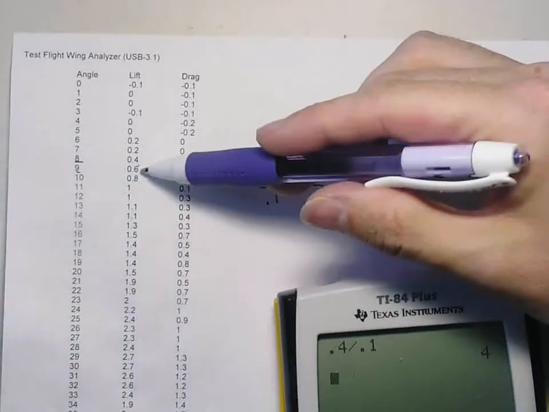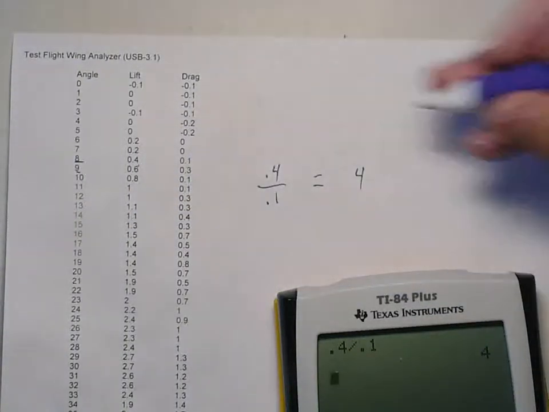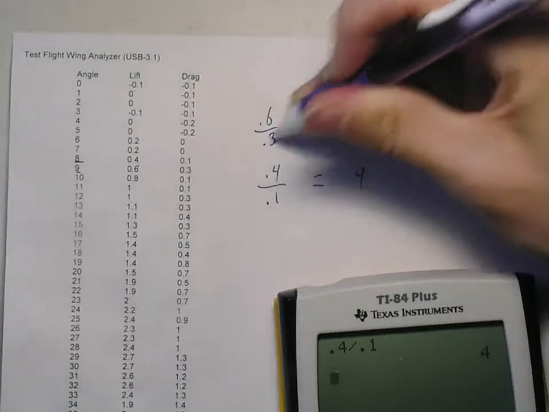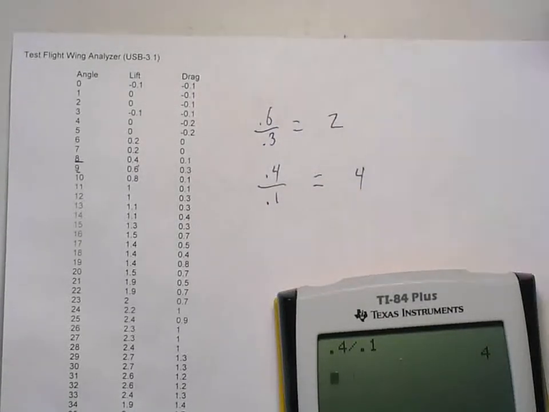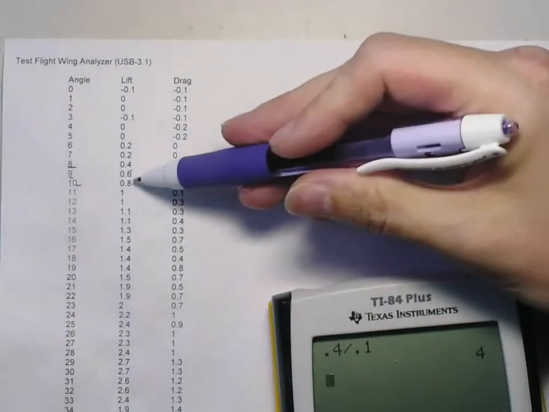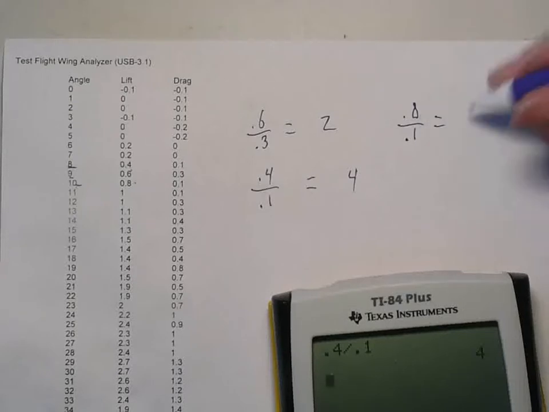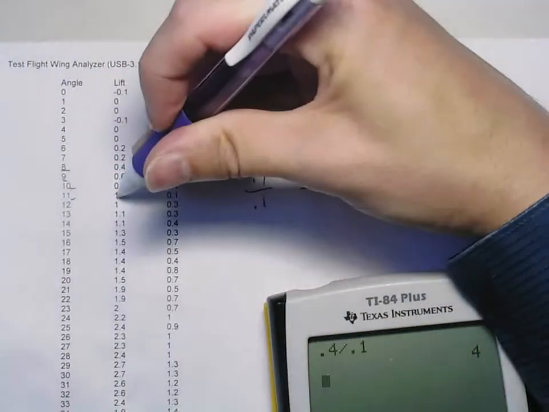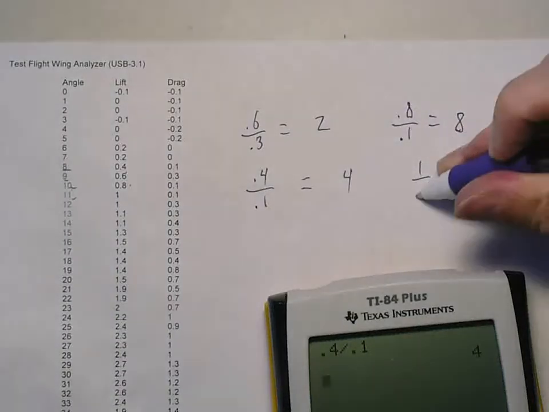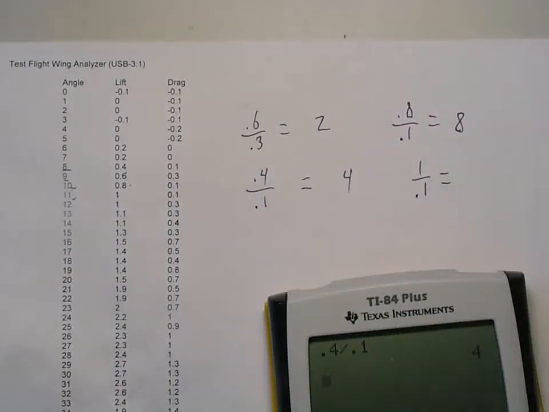So I'm going to go to 9, and that's 0.6 divided by 0.3. That's actually going to be 2, so that's a little bit less. Go to angle 10, 0.8 divided by 0.1, and that's going to give me a lift-drag ratio of 8. Alright, so that's my greatest so far, and I'm going to keep going. 11, we've got 1 divided by 0.1, or 1/10. And that's going to give me a lift-drag ratio of 10. Okay, so once again I found a larger one, so that was angle 11.